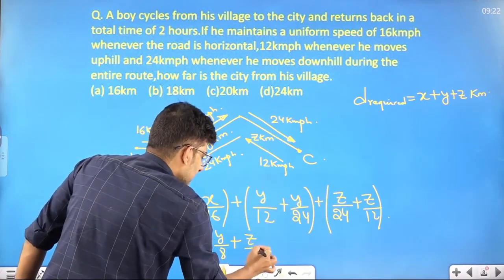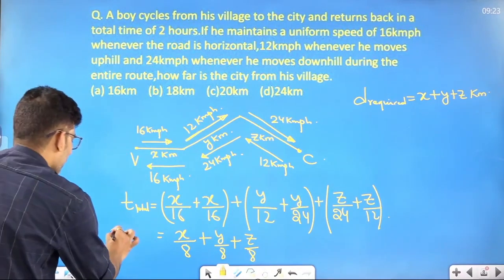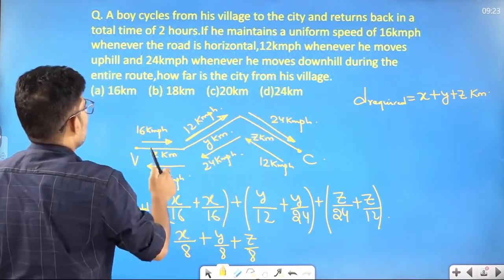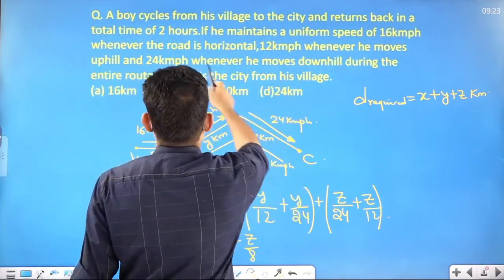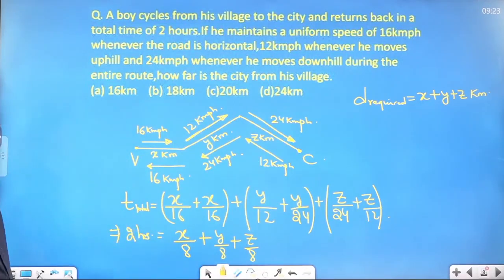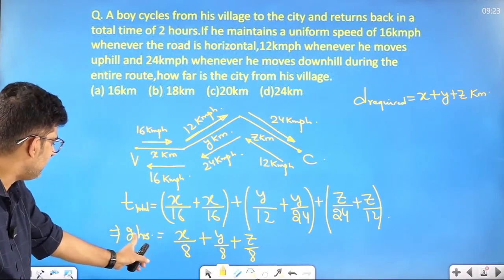Take the LCM, you get z by 8. Is it so? But what is the total time given in the question? The total time given in the question, you can see, is 2 hours. So x plus y plus z divided by 8 is equal to 2 hours.